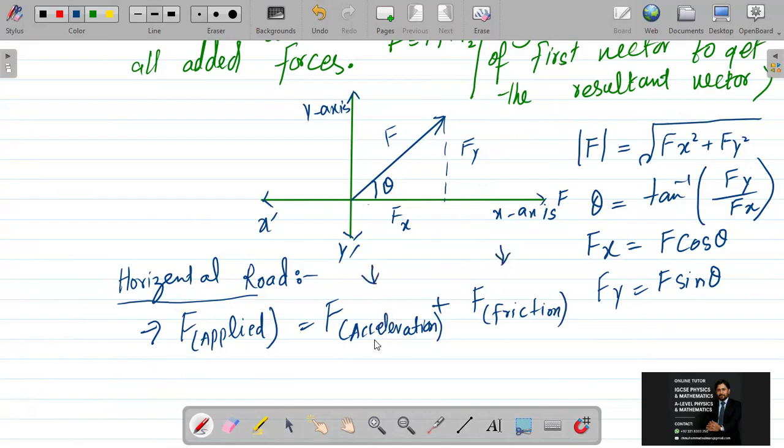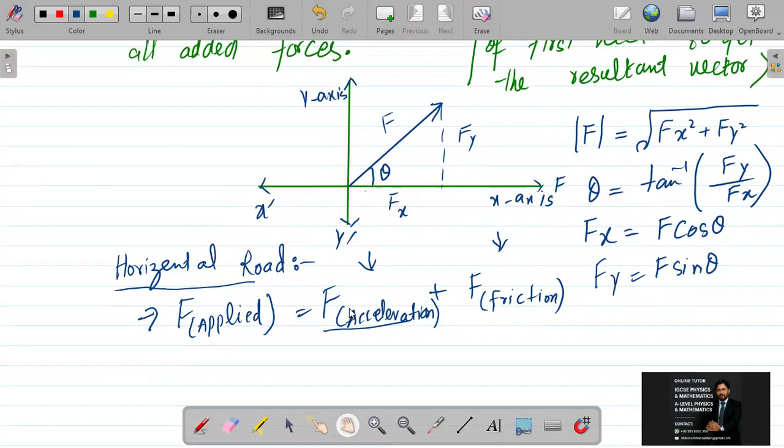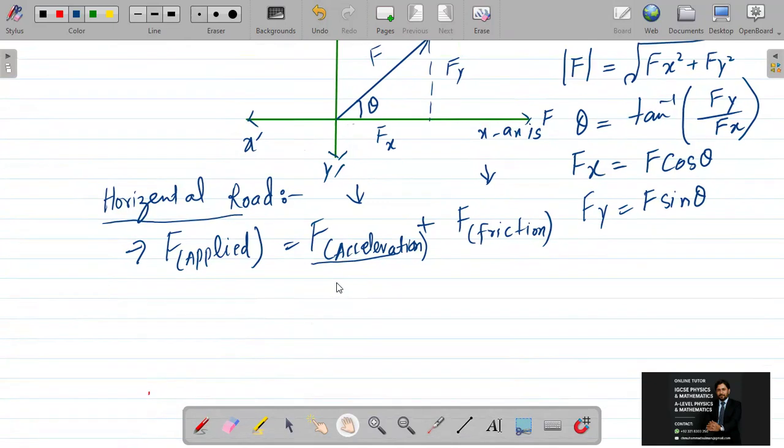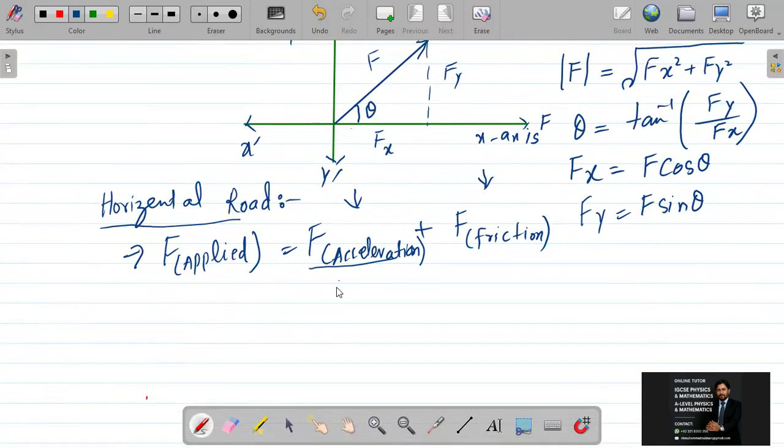When you are moving with a constant velocity, at the maximum velocity on your car's speedometer, then velocity is not changing. Means delta V equals 0. It means change in velocity is 0, so acceleration is 0, so the accelerating force is equal to 0. So your car is going in fourth or fifth gear. Then the applied force is exactly equal to the force of friction.